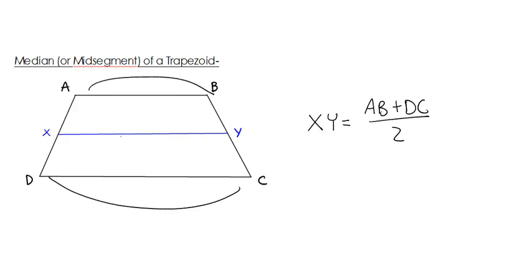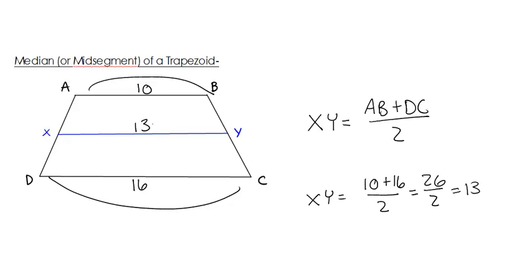If we add up this length plus this length divided by 2, we're going to get XY. Say I know some of these lengths. Say AB is 10, and XY is what I'm trying to find. Say DC is 16. If I want to find XY, I'd add up the 10 plus the 16 and then divide that by 2. 10 plus 16 is 26, divided by 2. 26 divided by 2 is 13. So that tells me that XY would have to be 13.